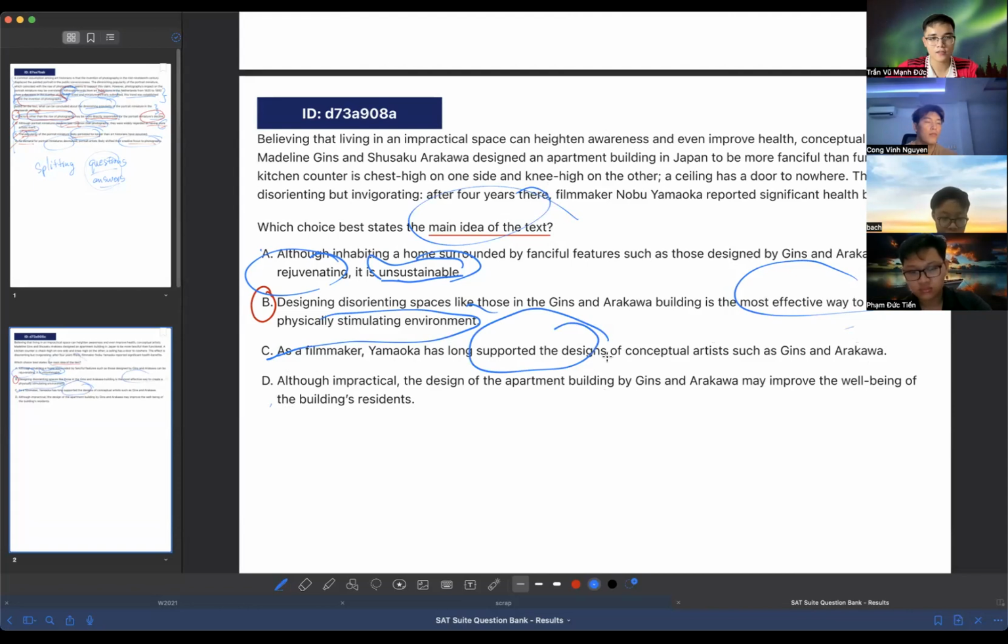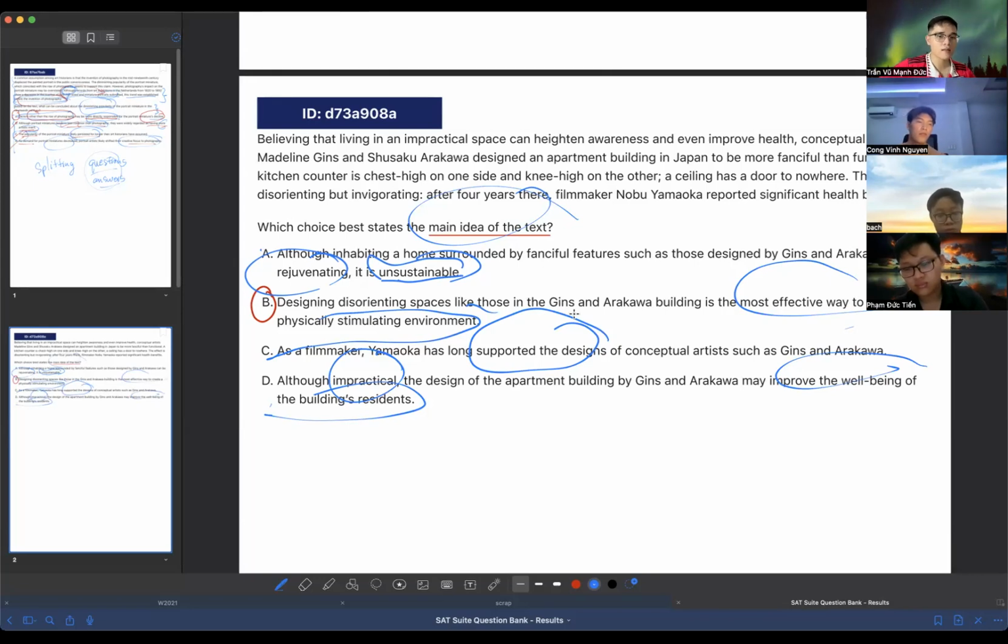So you can see that it's not really talking about the supported design, but indeed, let's have a look. Although impractical, improve the well-being. Okay, it's not always at the last place, it's not always at the beginning, or always in the middle, but it is the most important piece of information that distinguishes one option from the other three, right?